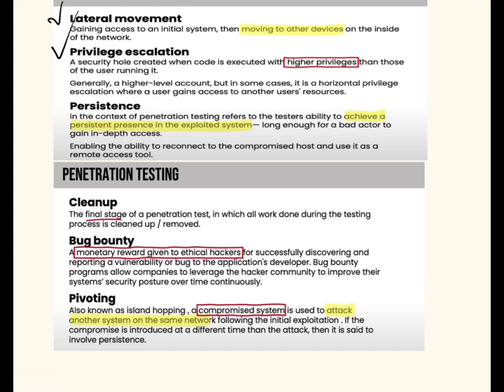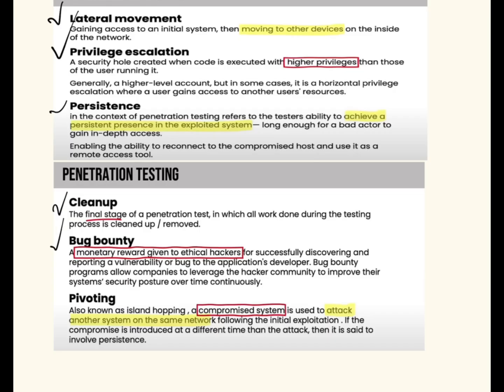A few more terms, very important. The final stage is cleanup. Once you complete your penetration test, all work done during the testing process is cleaned up and removed. So we need to remove all those tools, scripts, backdoors, or logs left behind during testing. Why is it important? It prevents any potential risk from leftover artifacts and restores the system to its original state. So cleanup is very important once you complete your penetration testing.